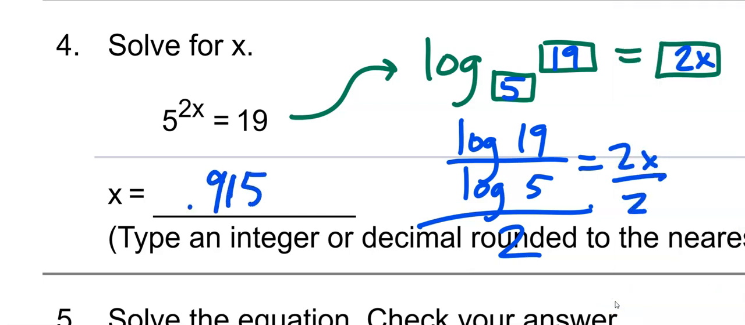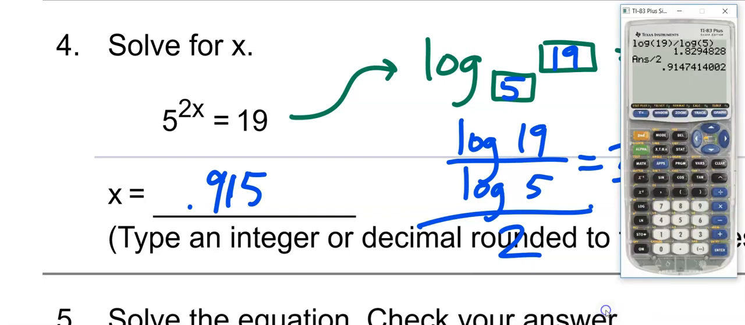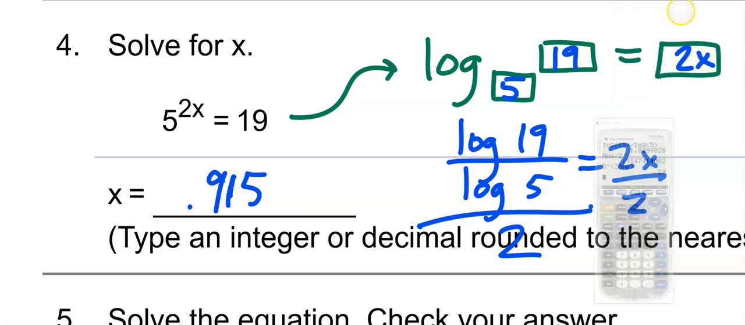And if you want to double check your answer, 5 raised to the, and I'm going to use parentheses, 2 times the answer power. So that's basically multiplying the 2 times the x. And I better get 19, and I do get 19, so that's good.